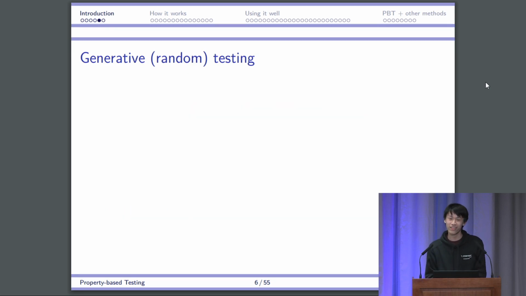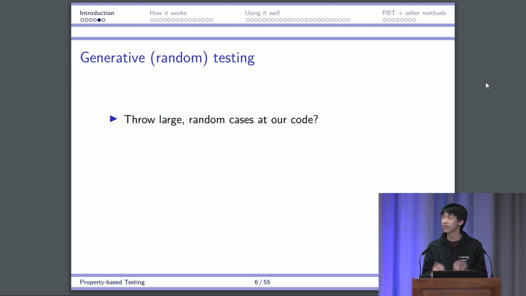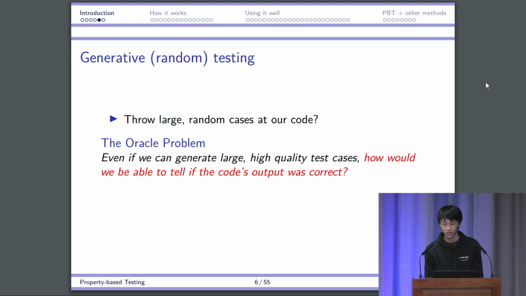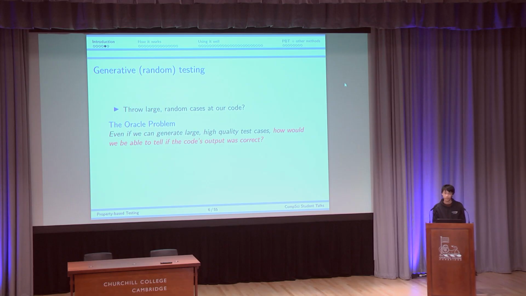On the other hand of the spectrum, we have random testing or generative testing. And that basically asks the question, well, why can't we just throw large random cases at our code? Right? That should be able to cover everything. Well, now we have a problem. If we're just throwing large random cases at our code, how would we be able to tell if the code's output was correct? Because we're not writing the outputs anymore. So who's writing the outputs? We introduced property-based testing as a testing method which combines the best of both worlds and helps us write better code.